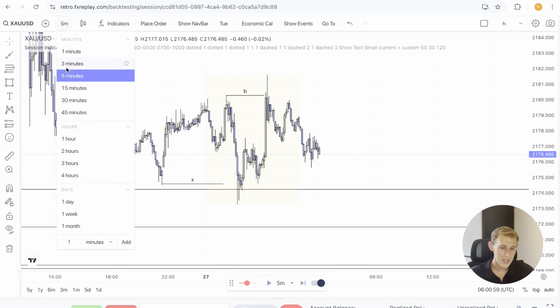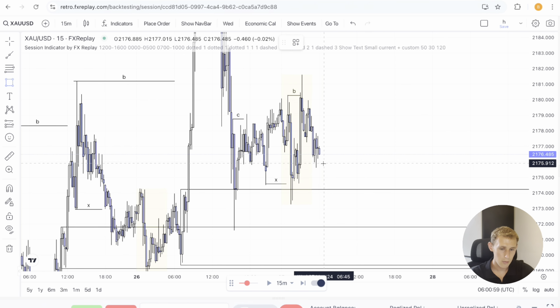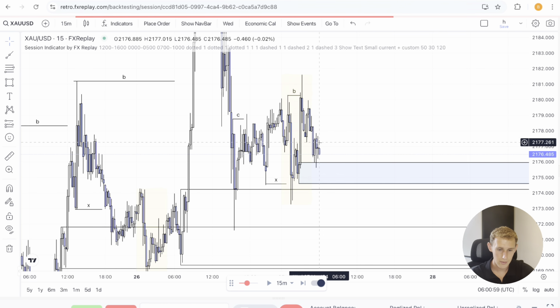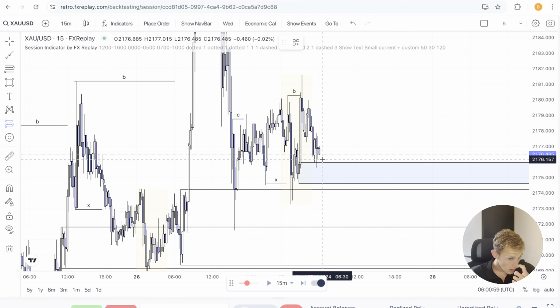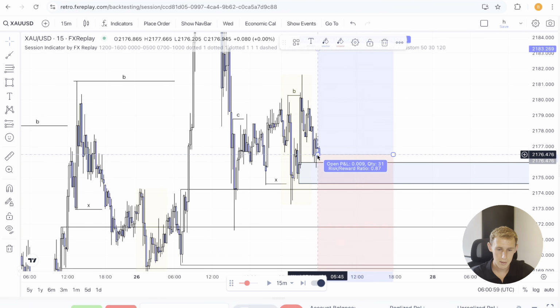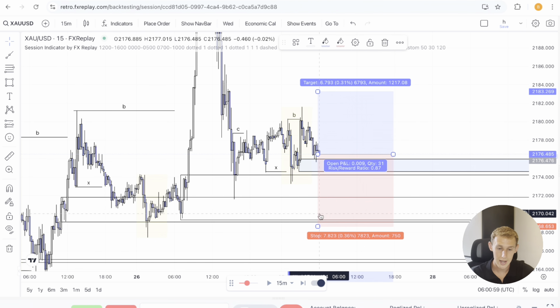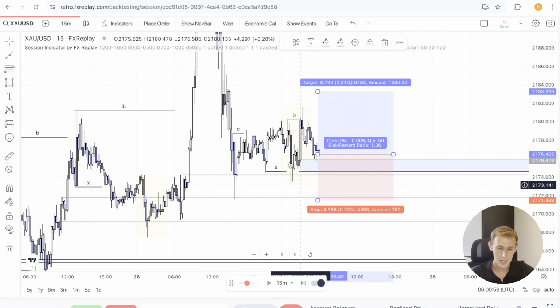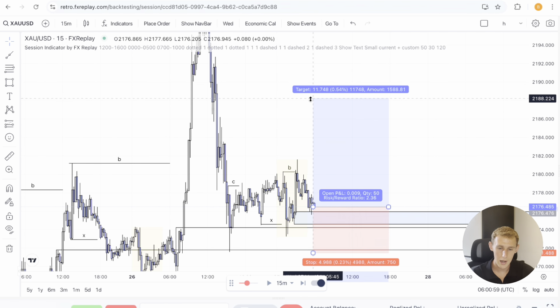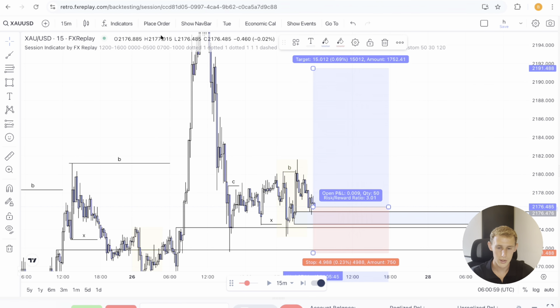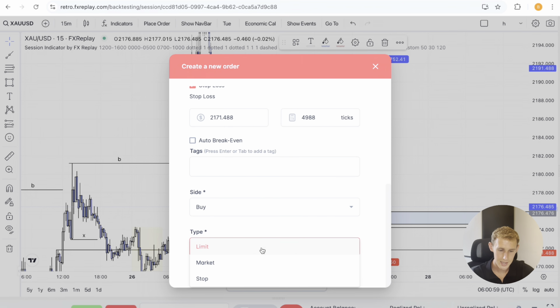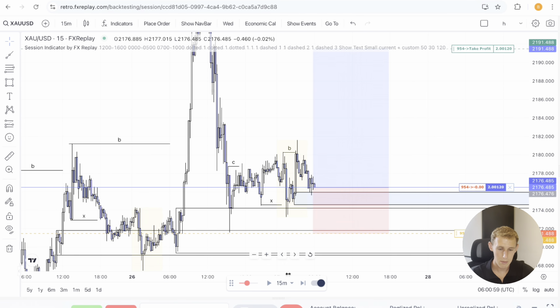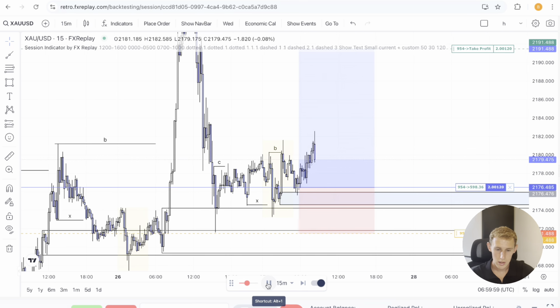So yeah, realistically, I'm happy to enter here. You can see it's come back down and held this demand. We missed the first tap. Ideally, we would have just set a limit on this demand, but because price has already pushed away, I'm just going to enter here. Stops below that low and go for a 1 to 3. So let's see how this goes. Obviously, market execution on this one.